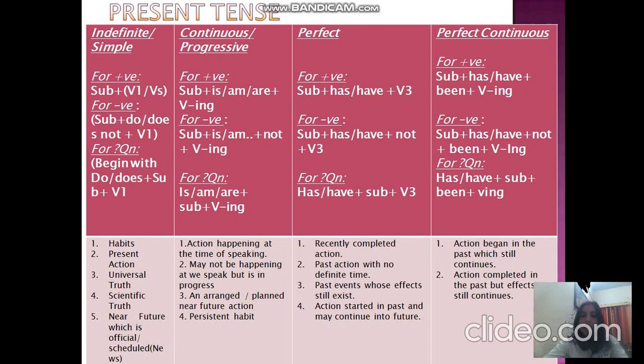Let's see, recently completed actions, something that has just finished. In such places we put time references like just now, now, recently. Any past action with no definite time, like he has done it, he has written it, something like that, which has no reference time. He wrote it sometime, but you are saying he has written it right now. Past event whose effect still exists. We'll see in the examples. Now let's come to perfect continuous tense.